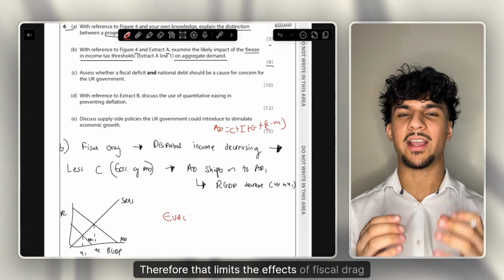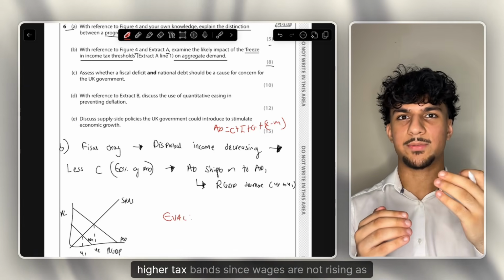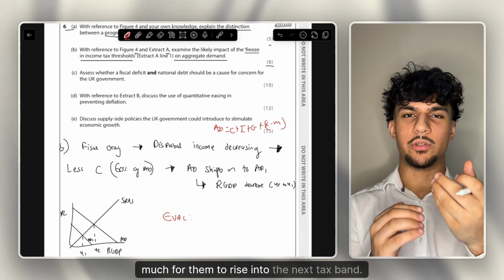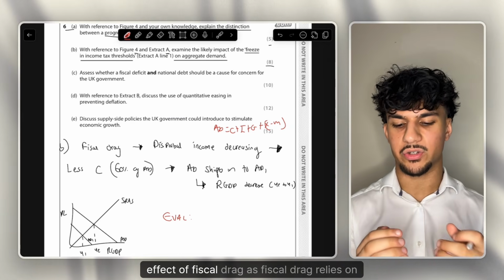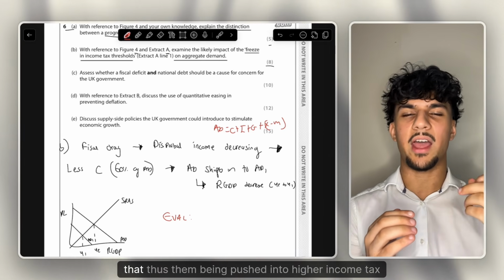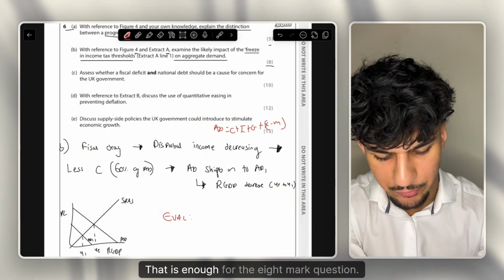Therefore, that limits the effects of fiscal drag, as individuals are not dragged that much into higher tax bands, since wages are not rising as much for them to rise into the next tax band. So that limits the effect of fiscal drag, as fiscal drag relies on inflation to increase individual wages, thus pushing them into higher income tax brackets. But yeah, that is enough for the 8-mark question.